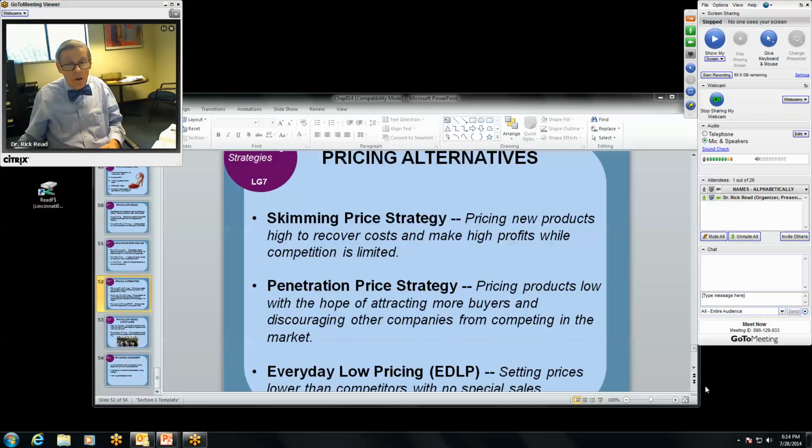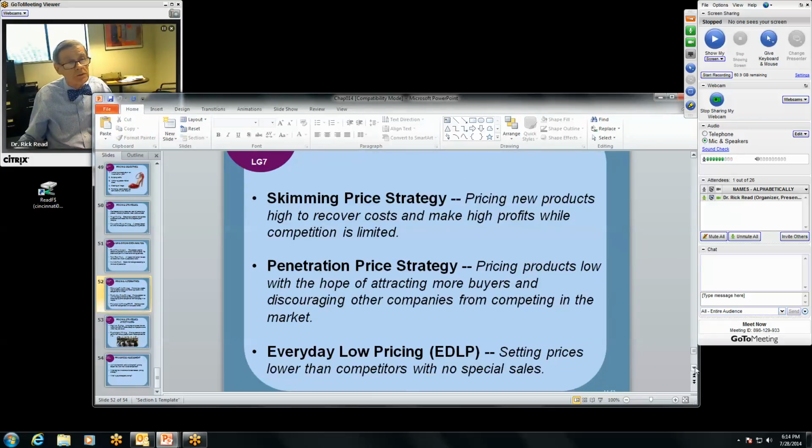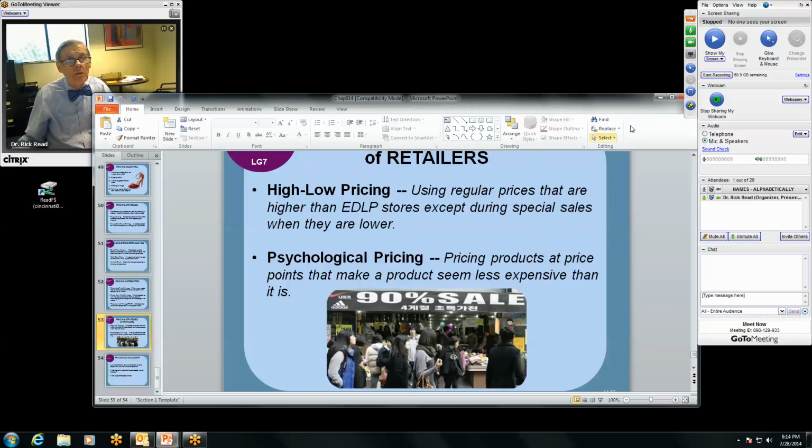Everyday low prices. We know that there are retailers that do this, and they say, here are our prices, they're low, we don't have any special sales. And then there is another pricing, which is high-low pricing. Regular prices that are higher than the everyday low price strategy, but then they're going to have sales quite often. And when they do have the sales, those prices are lower, and often they're significantly lower.